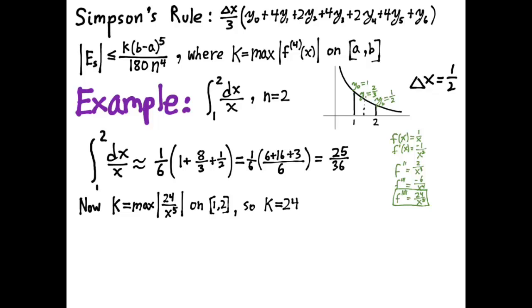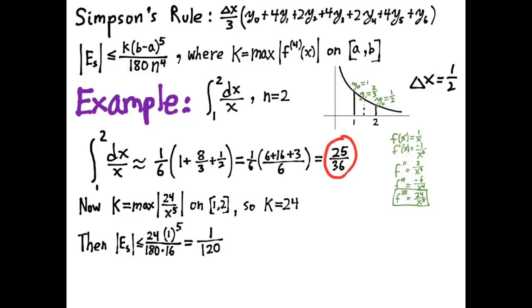So now that we know K, I'm going to plug into this formula. The error is less than or equal to K times (b minus a) to the fifth divided by 180 times 2 to the fourth, n to the fourth. And when we simplify this number, it comes to 1 over 120. So we have our two results, that the value of the integral is approximately 25/36, and that the error in that approximation is no greater than 1/120.